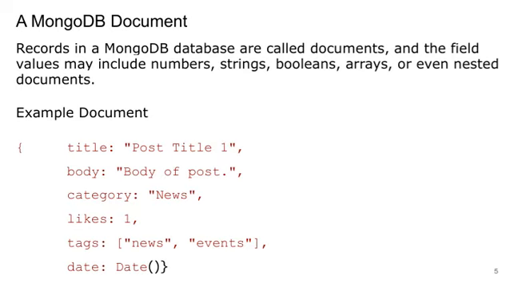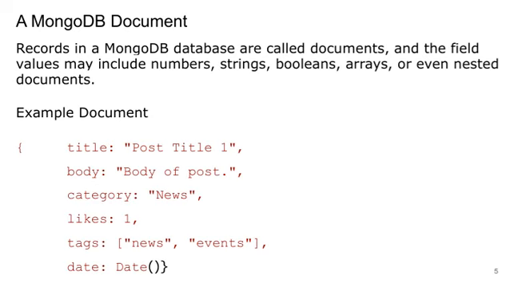All right, let's talk about what a document looks like in MongoDB. In this database, each record is called a document. Unlike traditional tables, these documents can hold a variety of data types in their fields, including numbers, strings, booleans, arrays, and even nested documents. This flexibility makes MongoDB very powerful for handling complex, unstructured data.